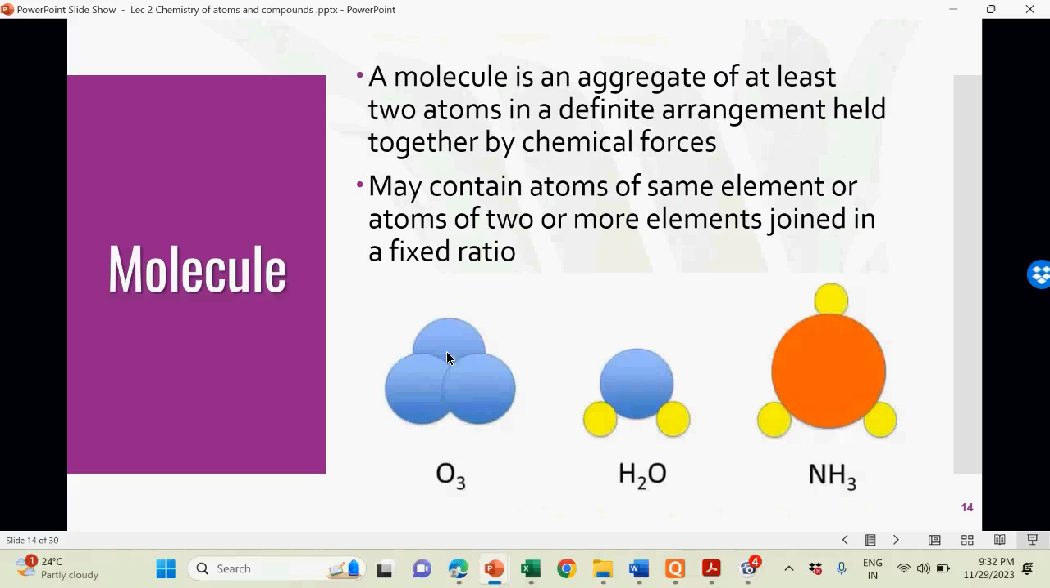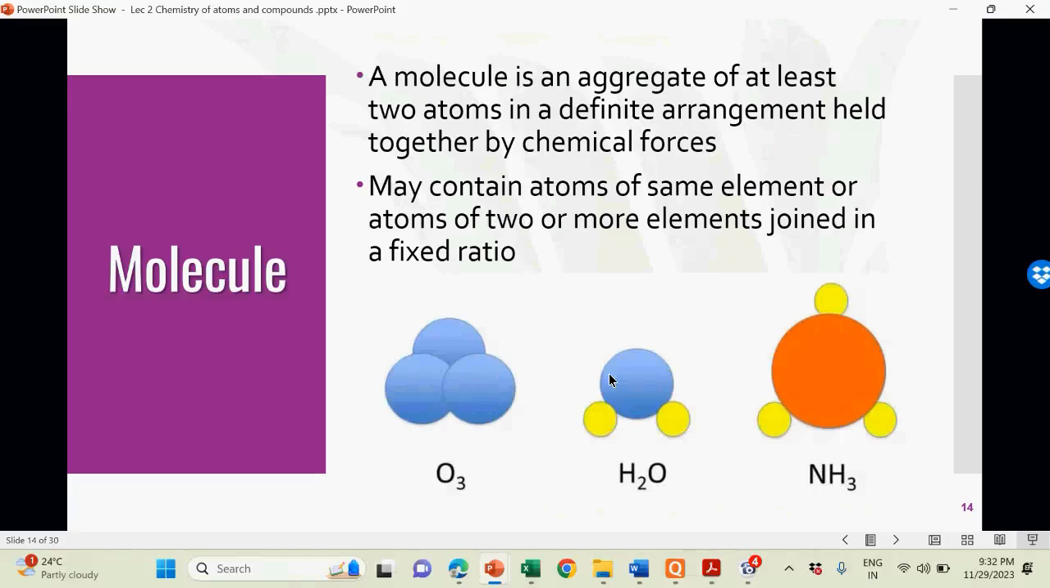Oxygen, O3, is a molecule composed of 3 oxygen atoms combined together by some chemical forces, in this case covalent bonds, forming the ozone O3 molecule. But the most dominant molecule of oxygen is O2, the normal oxygen in the air.